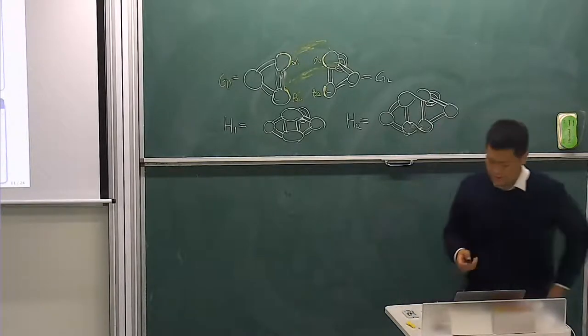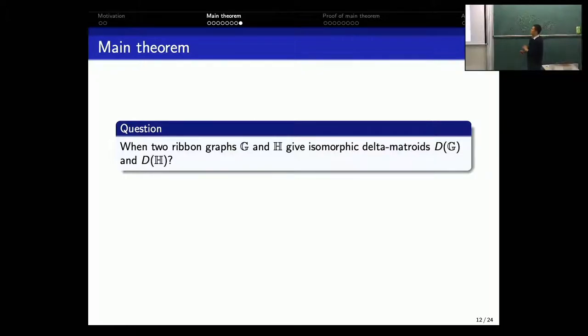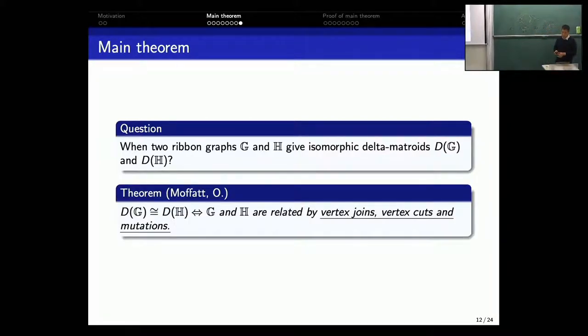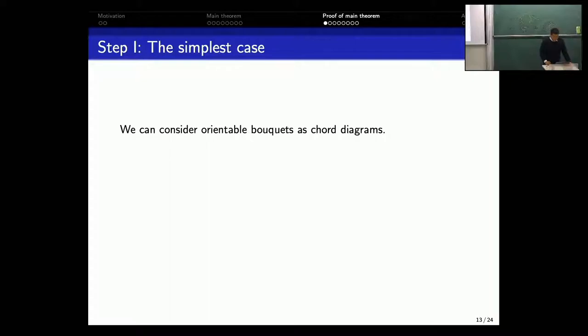And then I'm ready now. The natural question arises again: when do two ribbon graphs, G and H, have isomorphic delta-matroids? Fortunately, those three operations, vertex join, vertex cut, and mutation, characterize those ribbon graphs which have isomorphic delta-matroids. So this is our main theorem. I just heard that some people say there's no good talk which talks about the proof, but I'll outline the proof.